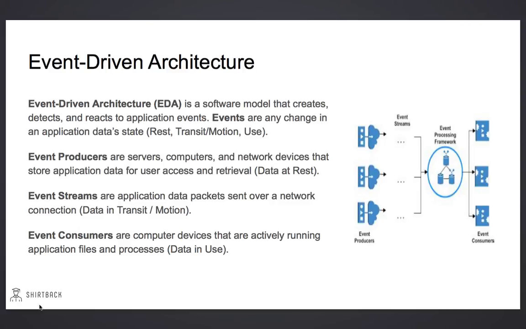Event producers are servers, computers, and network devices that store application data for user access and retrieval. This is an example of data at rest. Event streams are application data packets sent over a network. This is an example of data in transit or motion. Event consumers are computer devices that are actively running application files and processes. These are an example of data in use.